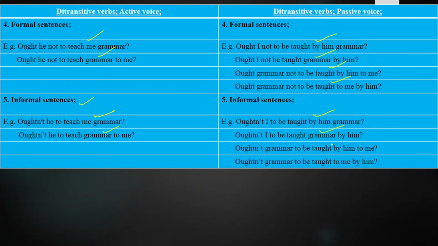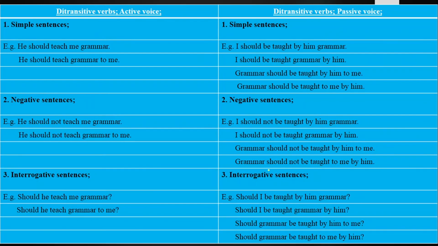Oughtn't grammar to be taught by him to me? Oughtn't grammar to be taught to me by him? These are the sentences of modal auxiliary verb ought to. And last modal auxiliary verb for today's lecture we will discuss, that is known as should.